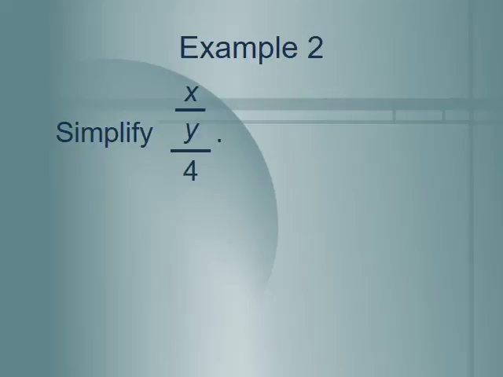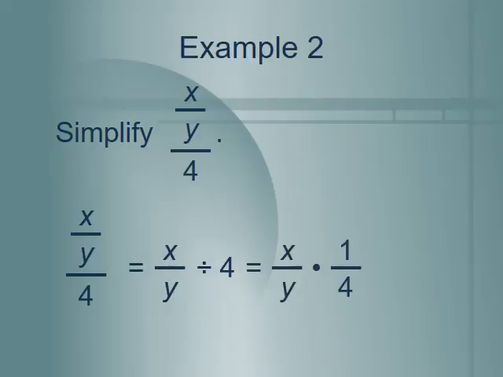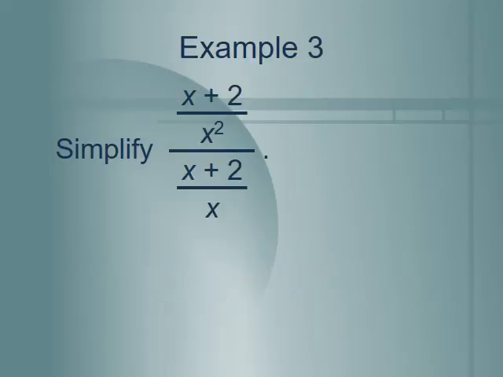For instance, we have x over y divided by 4. And we can think of this a couple different ways, but whenever we divide by any number, this is 4 over 1, and we think of it as whenever we multiply, it's 1 over 4, so we have x over 4y.